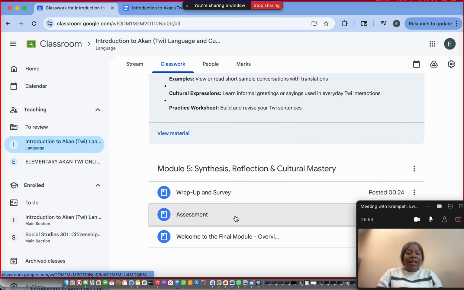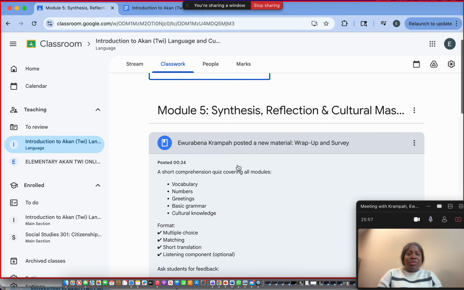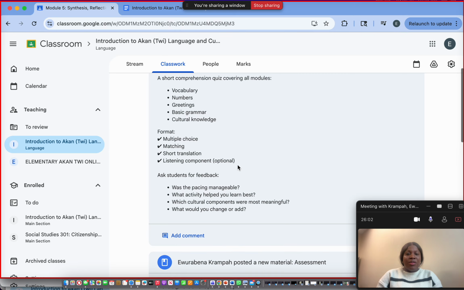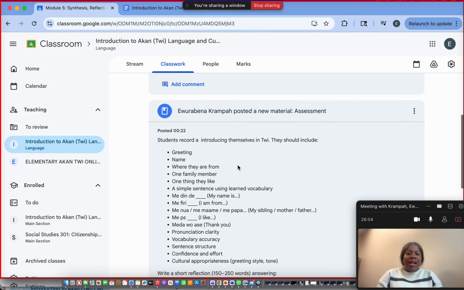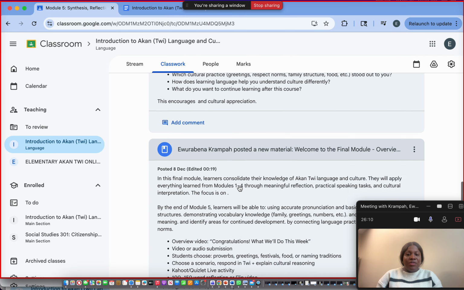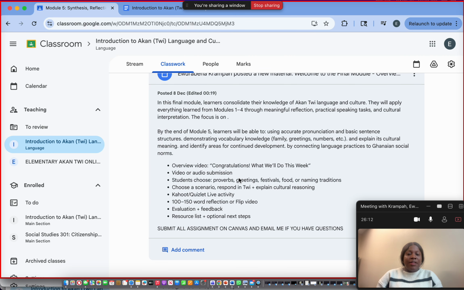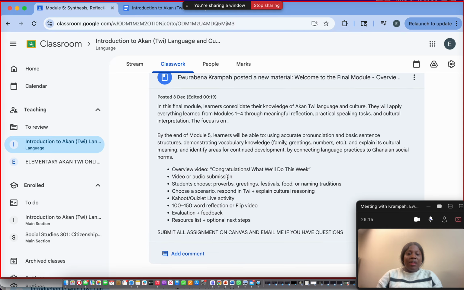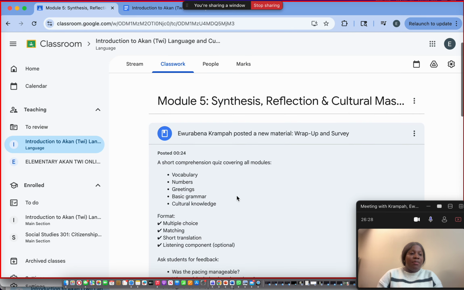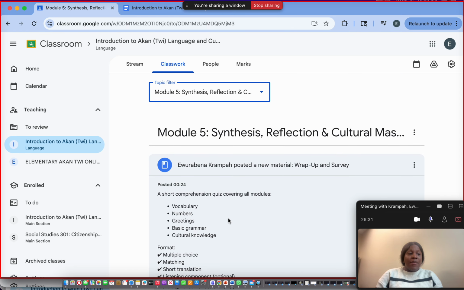And then the fifth module is synthesis, reflection, and cultural mastery. Just getting to know how students have mastered the language at their level, what they've learned. There are always activities and assessments for students to go through, and just helping them know the assignments that they have to do at the end of the module. Reflections, audio submissions that they have to do, Kahoot and Quizlets, and then evaluation, and then encouraging students to submit their assignments on time.